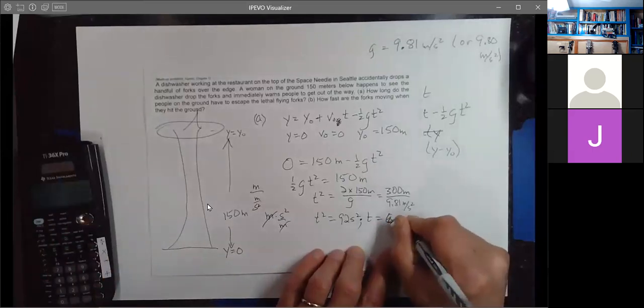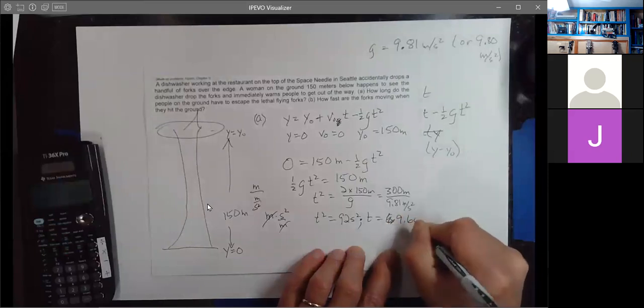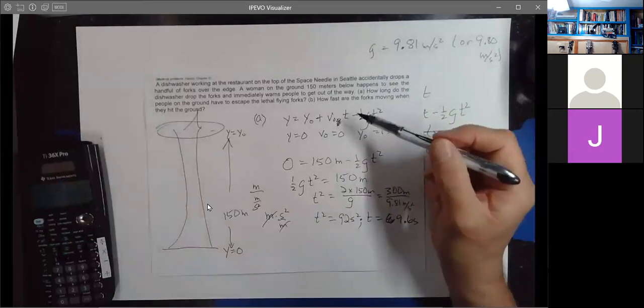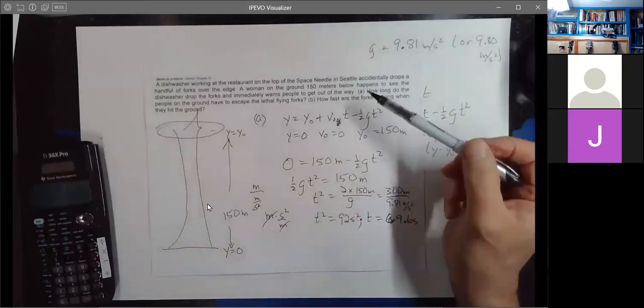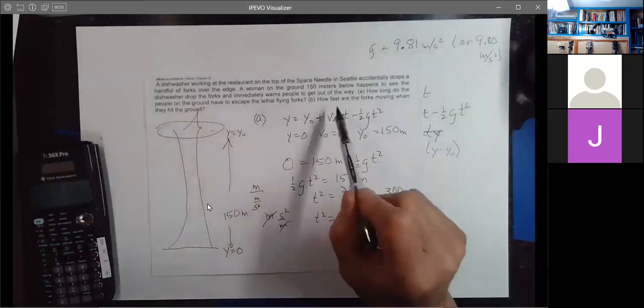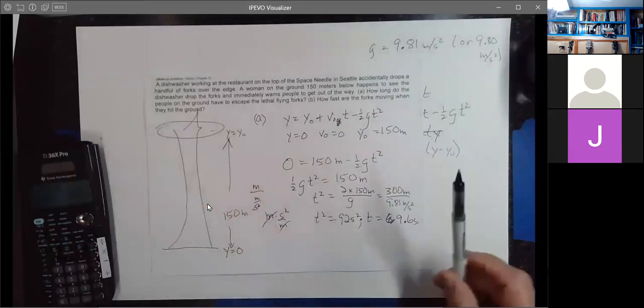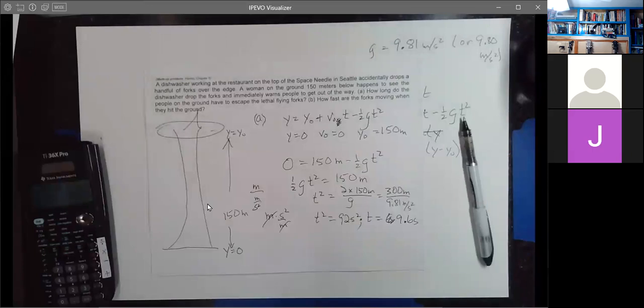Whoops, 9.6. Oh, well, that's plenty of time to get out of the way. You're not going to have to move very far, although this woman on the ground is probably the only one who sees them coming, although it says she immediately warns people to get out of the way. So that was nice of her to do that.